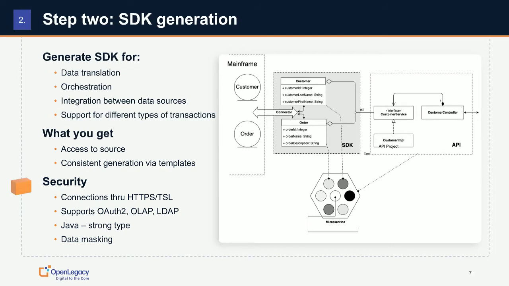In security, everything is secure in terms of HTTPS and TLS to make sure we maintain the security of the mainframe itself. But we also have support for things like OAuth 2, OLAP, and LDAP. And those are pretty powerful ones for the design side. We also have Java, which is strongly typed, and we also do data masking. These individual data elements that appear here, that's the only data you see out yourself. And so the whole idea here is that you're now protected from other data getting out through this interface itself, which is an important feature.